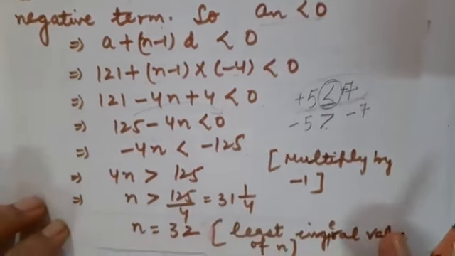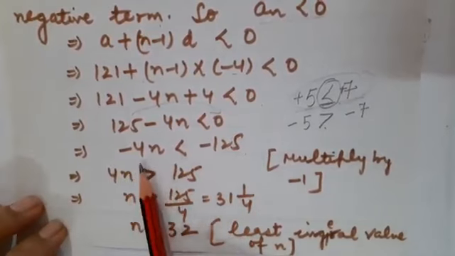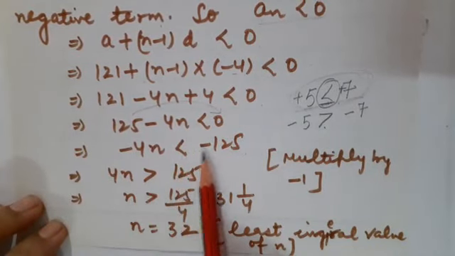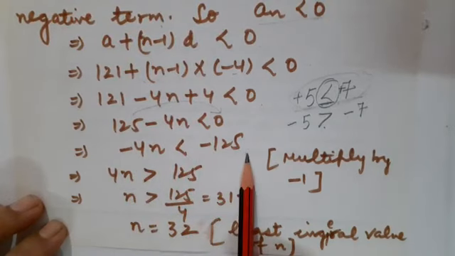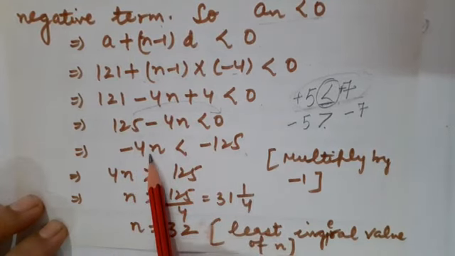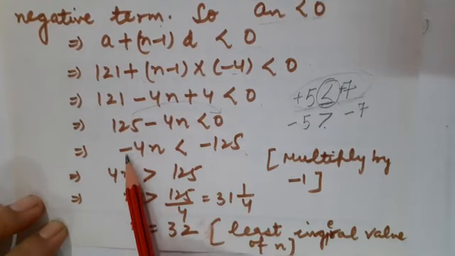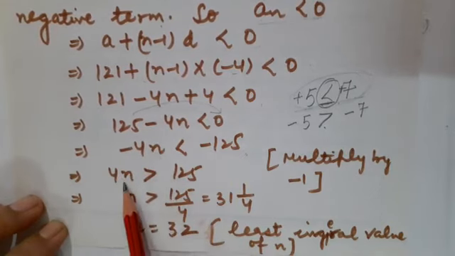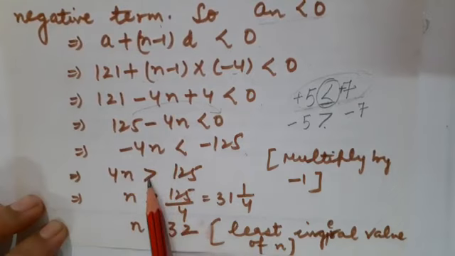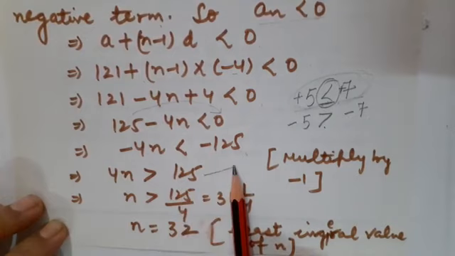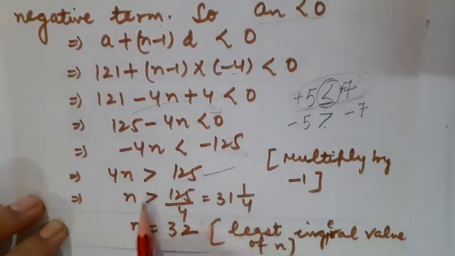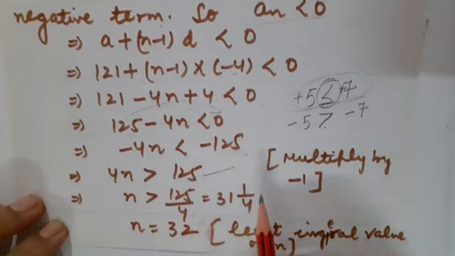Correct, student? The same strategy I am going to apply over here. I got minus 4n is less than minus 125. Now I am multiplying this complete expression by minus 1. So it would become 4n, because minus 4n into minus 1 will give you 4n. This less than will become greater than, and minus 125 into minus 1 will become 125 with positive sign. Correct? So it means n is greater than 125 upon 4, that is 31 whole 1 upon 4.